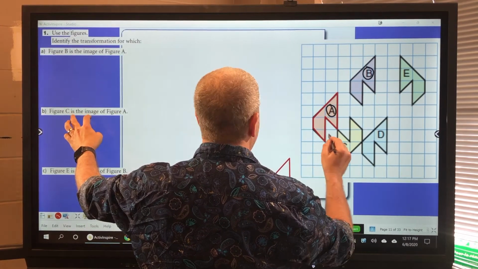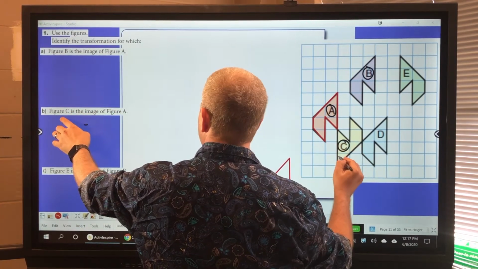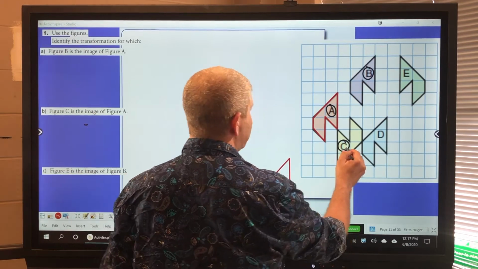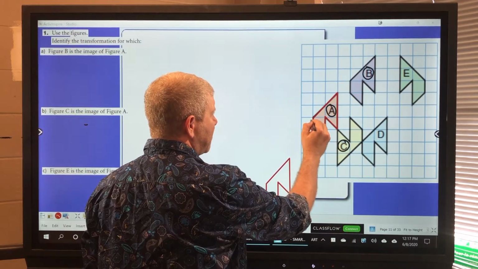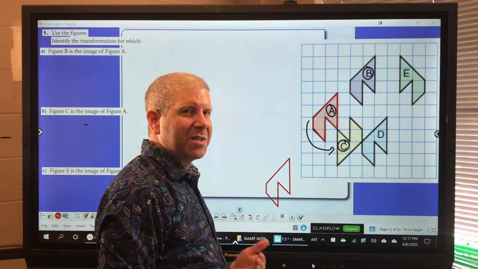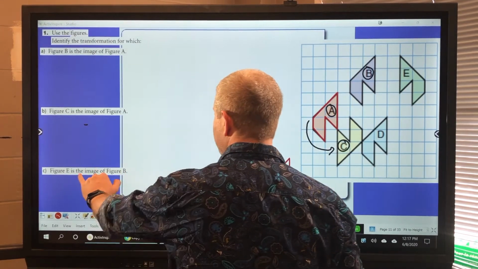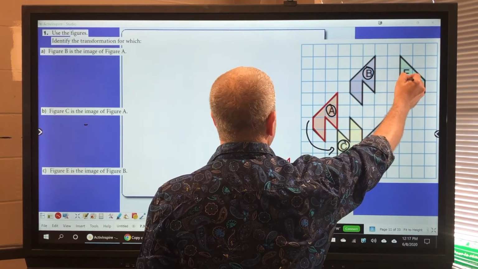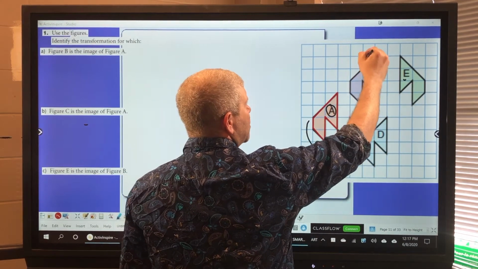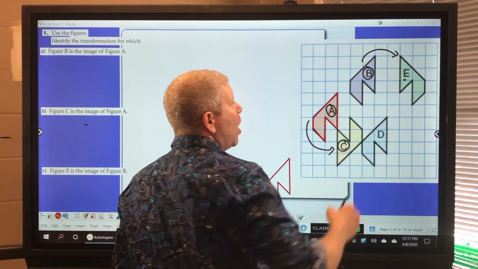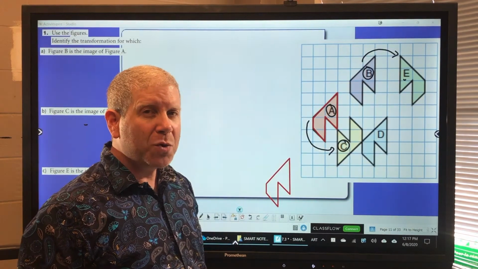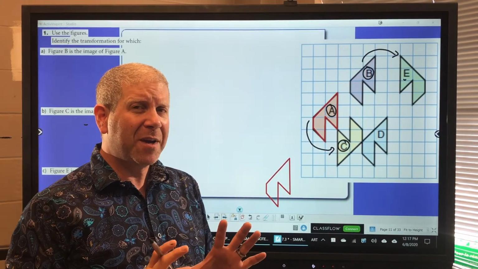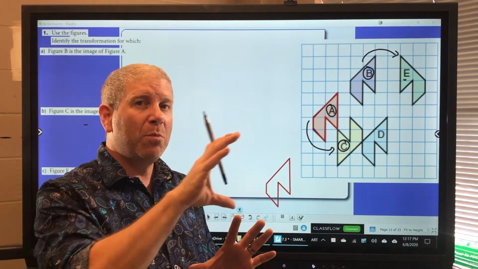So between this one here, we have C and we have A, and because figure C is the image, we are trying to get figure A over to where figure C is located. For C here, figure E is the image, that's over here, and it's the image of B. So we're trying to figure out how to get from B over to E. So always remember that whatever figure is the image, that's where you're moving to.